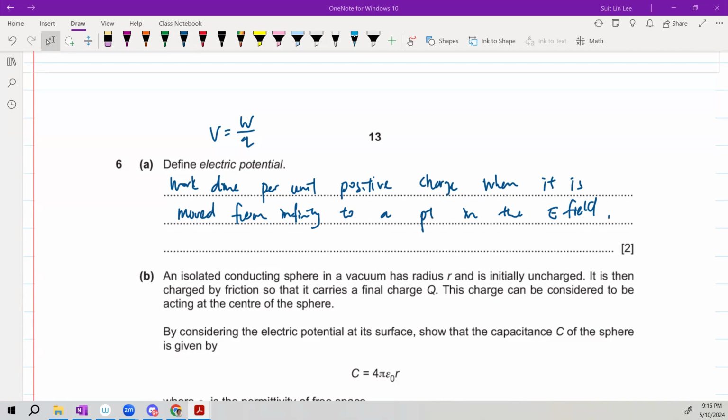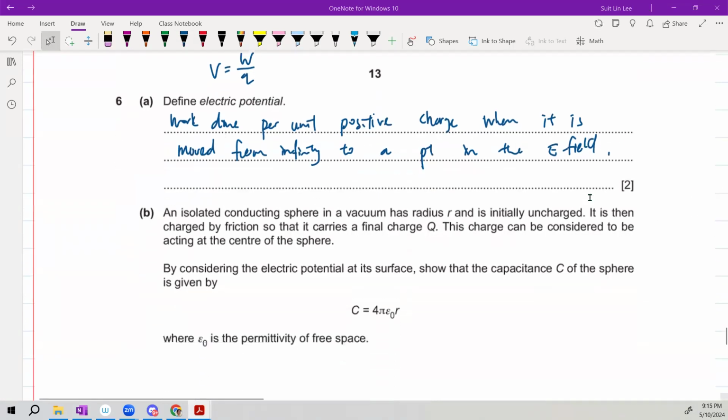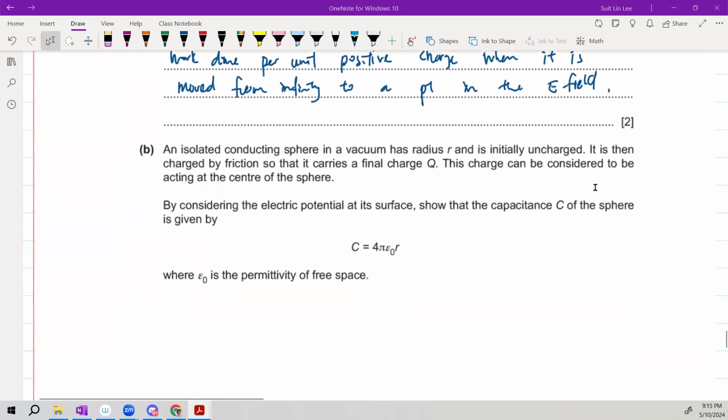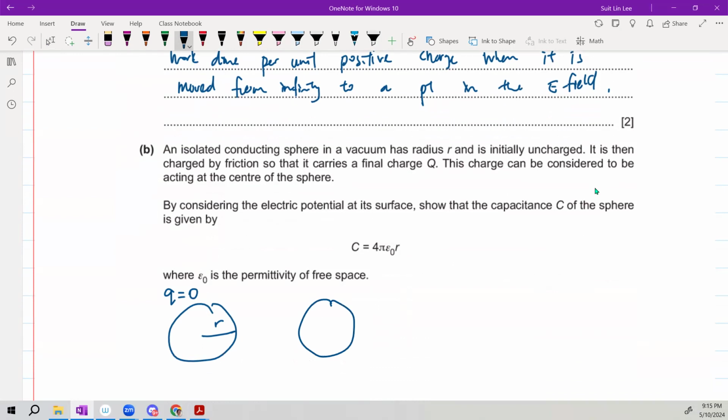Okay, so part B, we have an isolated conducting sphere in a vacuum. It has a radius r. This is a very standard derivation. Okay. Initially, it is uncharged, so Q is 0. It is then charged by friction. Maybe I rub on the dome, or I put a belt inside like a Van de Graaff generator, but it has a final charge Q.